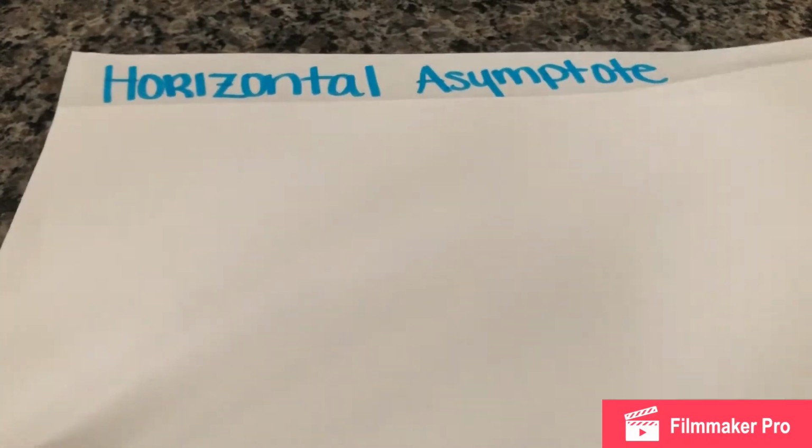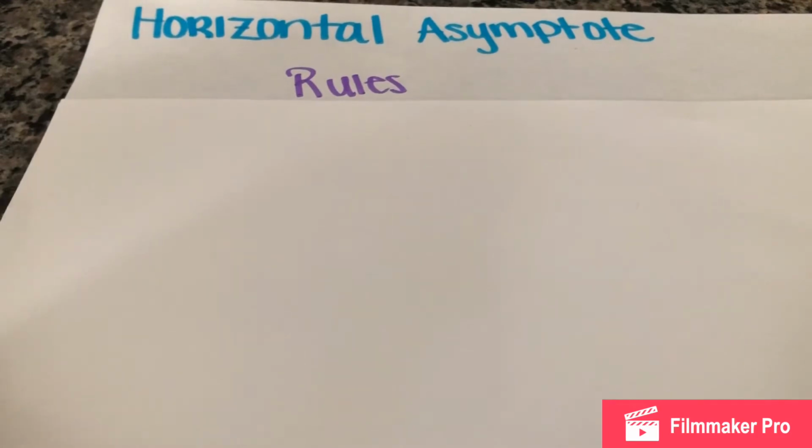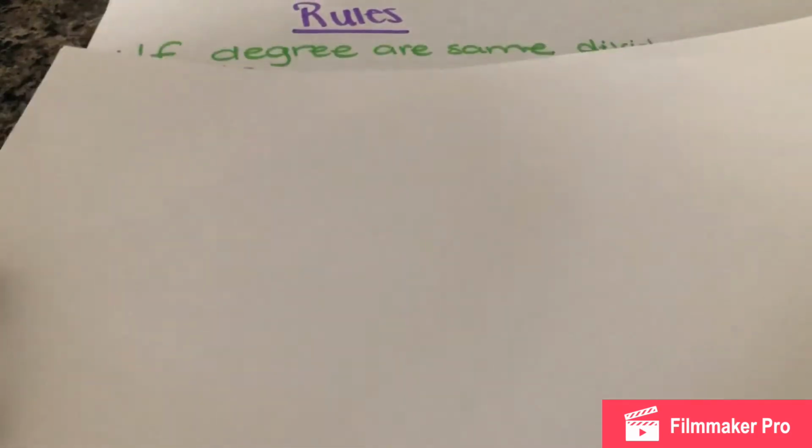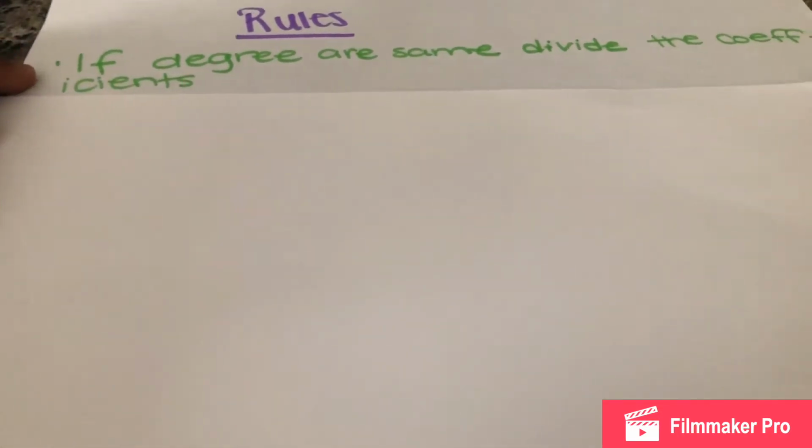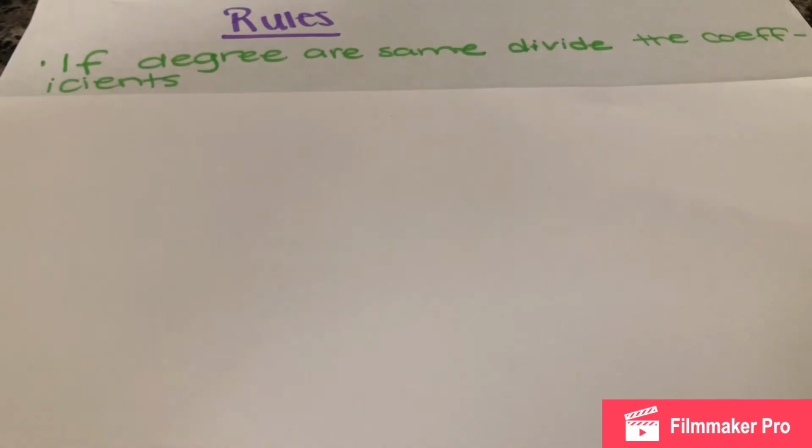Horizontal asymptote. Horizontal asymptote includes a few rules. Matter of fact, 3 rules. 1. If the degrees are the same, divide by the coefficient. Meaning, if the exponents are the same, you can divide by the number in the front, which is known as the coefficient.